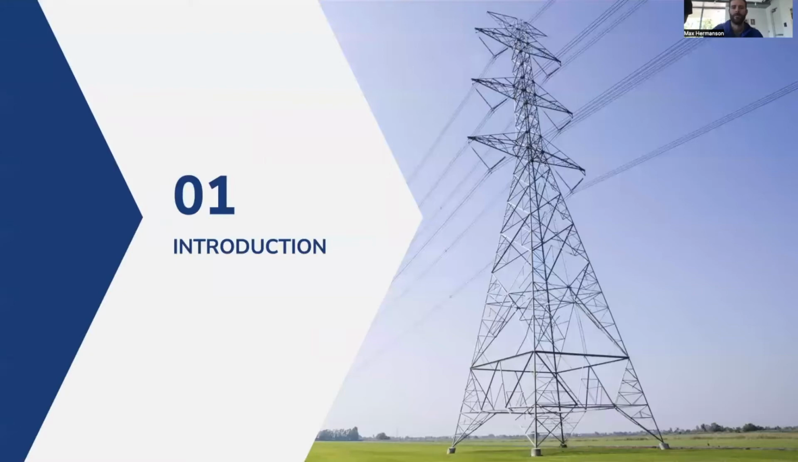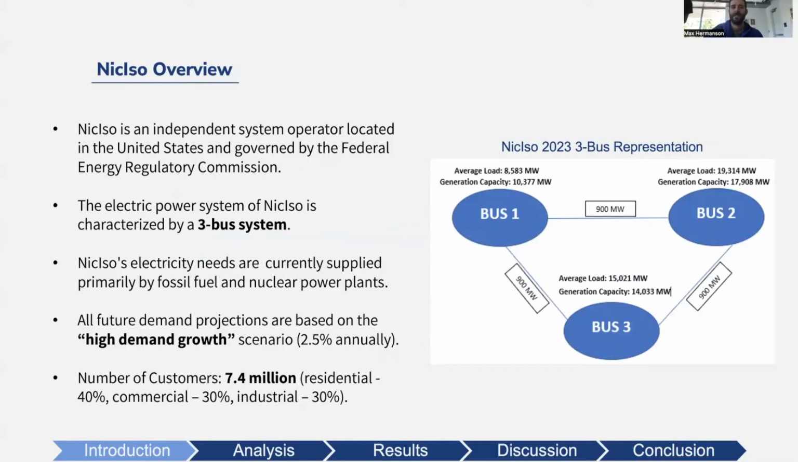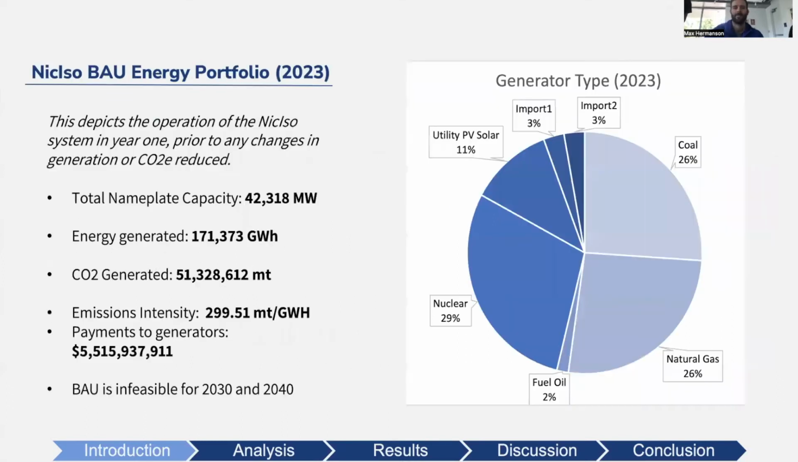Starting with the introduction. NIC ISO is a hypothetical independent system operator located in the United States, governed by FERC. It's characterized by a 3-bus system, and currently its electricity needs are supplied by fossil fuel and nuclear power plants. We are using the high growth scenario given by an analyst, and there are 7.4 million customers. Currently, there's a total nameplate capacity of over 42 gigawatts, and 100,000 gigawatts are generated each year.